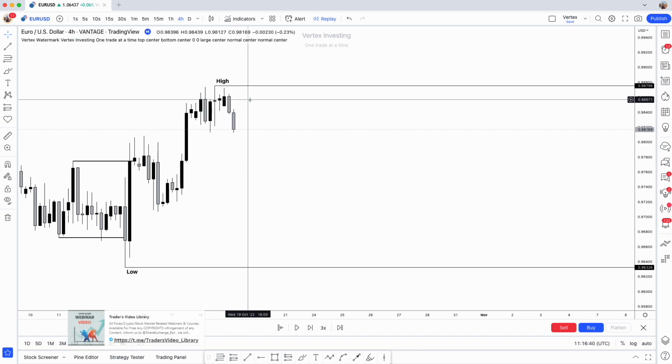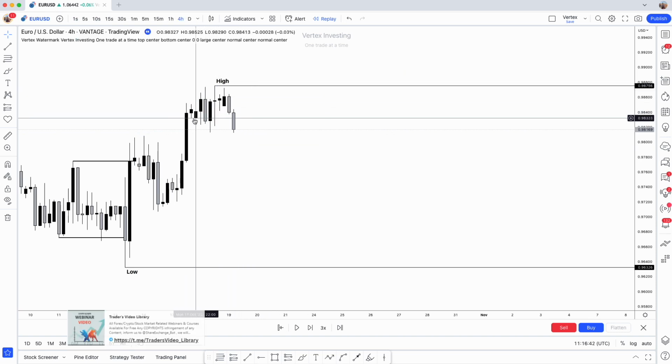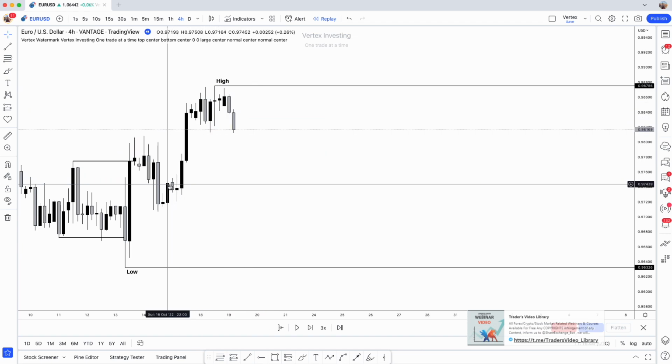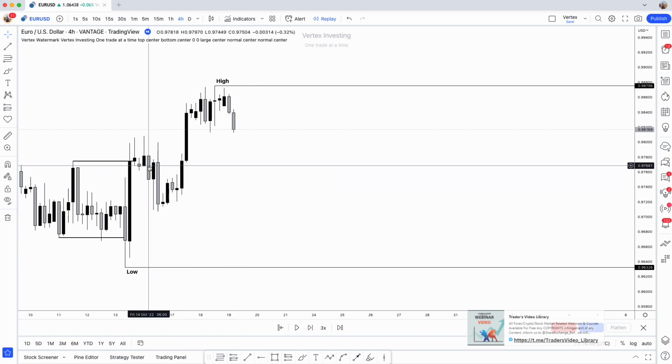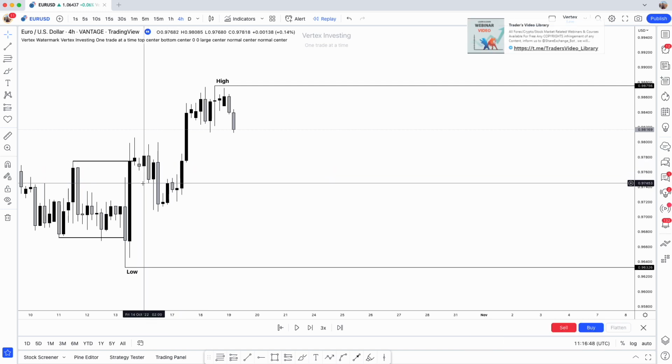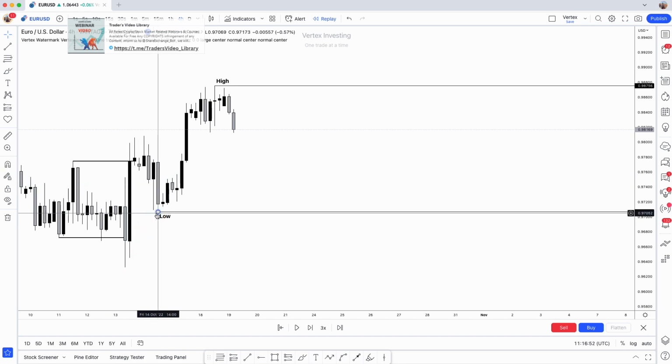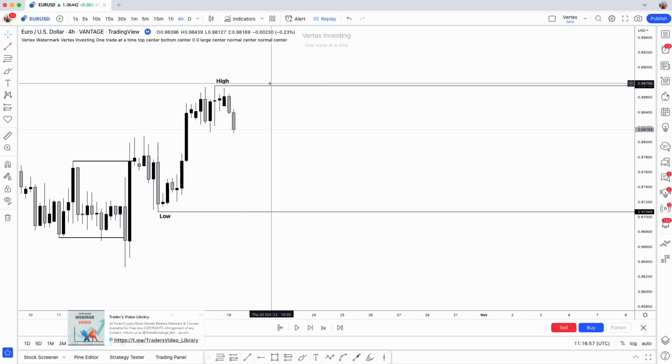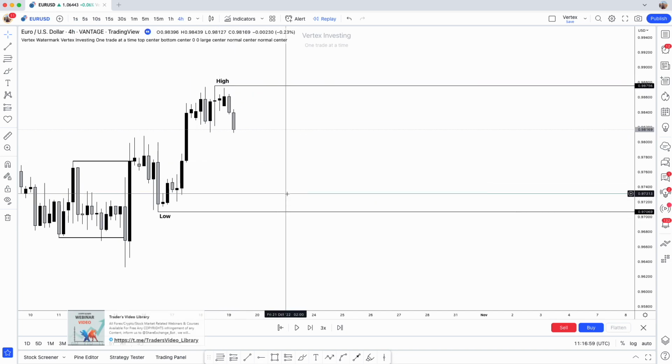Where is the range low from this high? We need to wait for a candle that's broken the previous candle low, which has happened here. So this candle low has been taken here, but where's the lowest wick of that move? It is going to be this one. So now our new range low is here, our new range high is here. That's our new trading range that we're going to be focusing on.